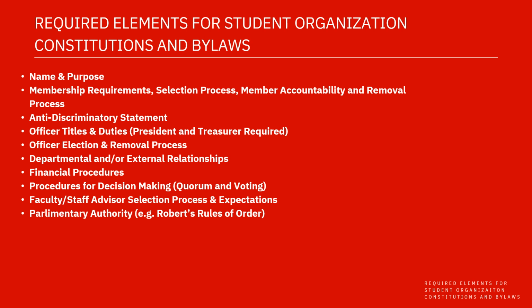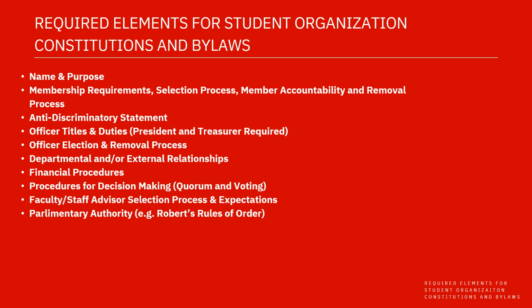Next, we need you to ensure that you have all officer titles and duties. At the very minimum, you must have a president and treasurer. Next, we need you to have officer election and removal processes. These removal processes are very important. If an officer is not doing their job, how do we ensure that we get someone into that position who is? Let's also ensure that we leave opportunities for them to continue being a member of the organization. They may just not be the best fit for being an officer at this time.